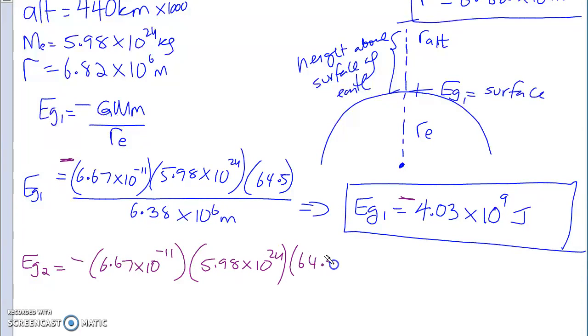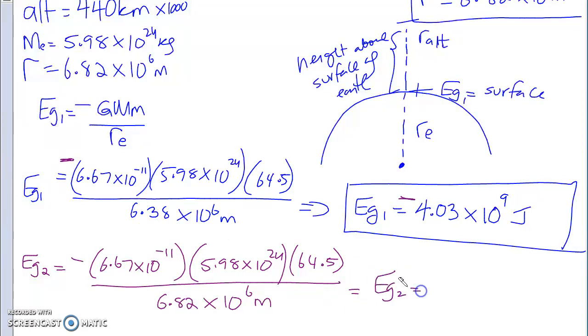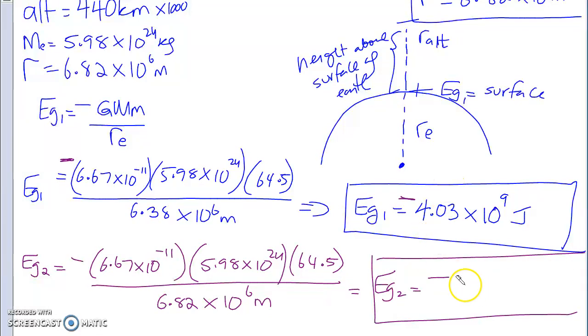So this is my second, EG2. This is when I am in orbit, and that is 6.82 times 10 to the 6 meters. Again, remember this is not squared. And what do you get for EG2? Again, it's a negative answer: negative 3.77 times 10 to the 9 joules of energy.